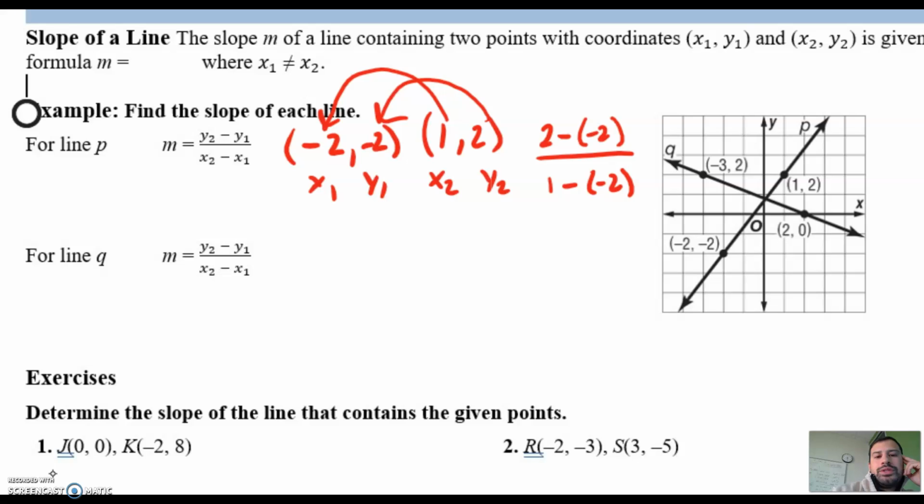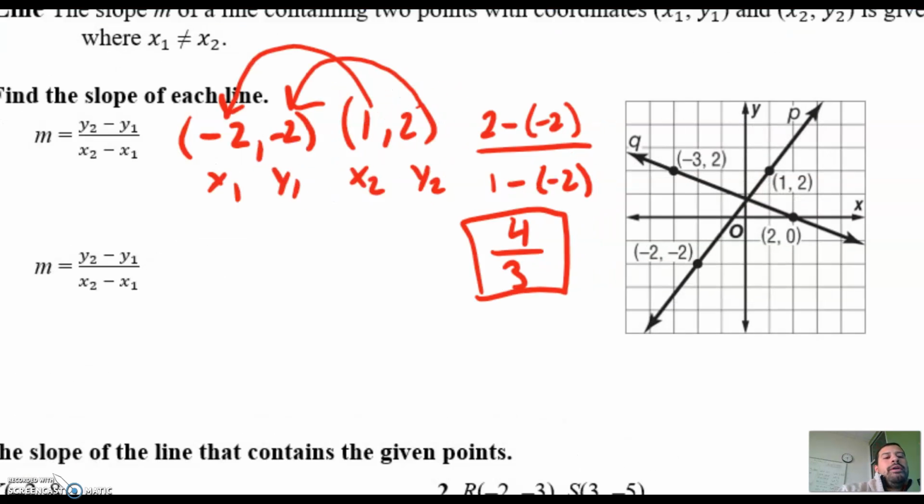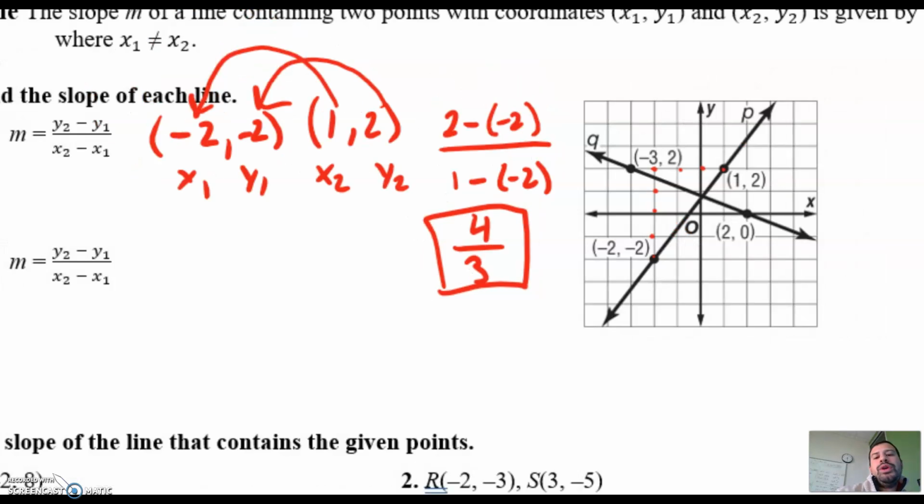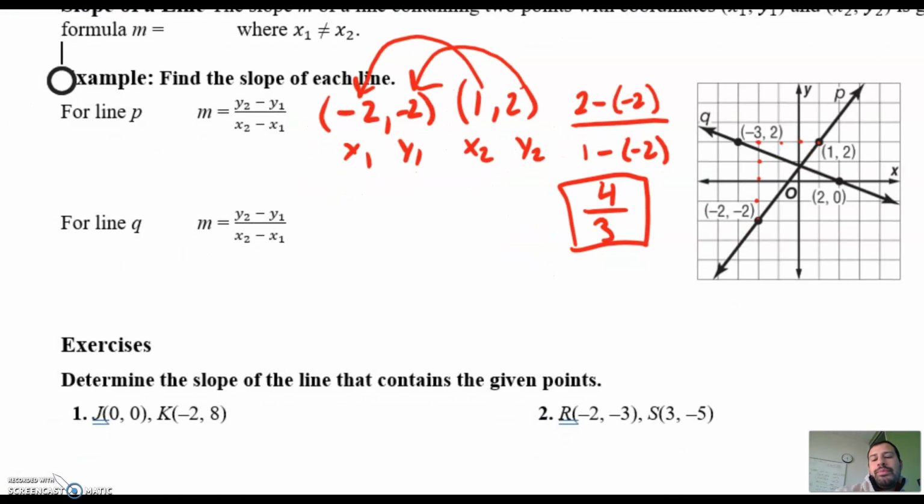Simplify that. 2 minus -2 is 4. Remember, if you have two negatives like that, it makes a positive. And 1 minus -2 is 3. So the slope of line P should be positive 4/3. Let's check. So for line P, I'm going up 1, 2, 3, 4. 1, 2, 3. Up 4 and over 3, and that's correct.